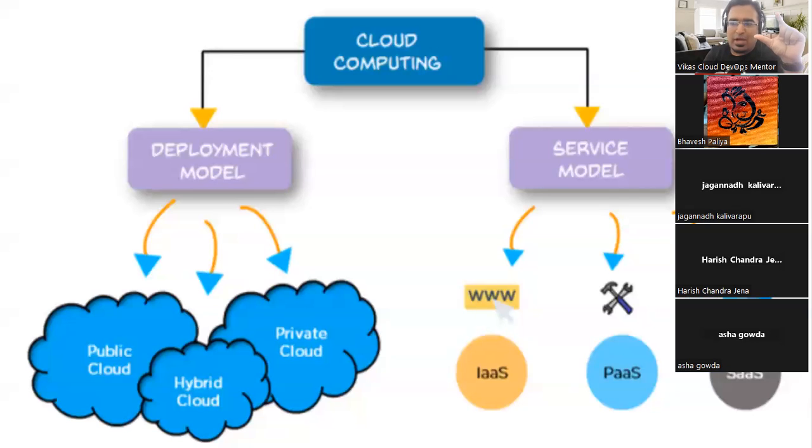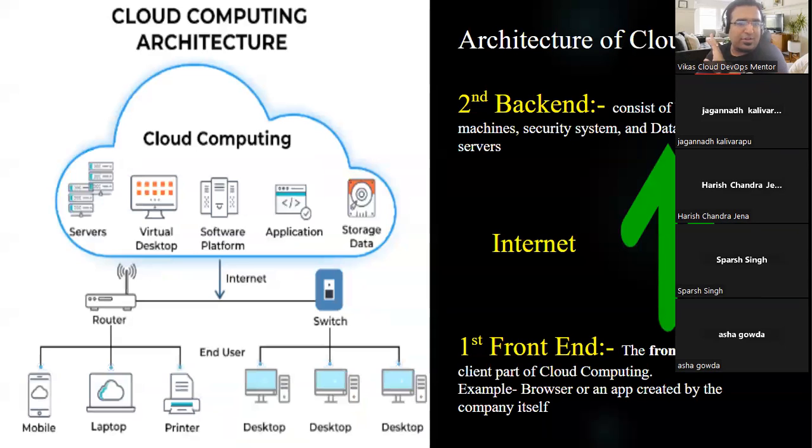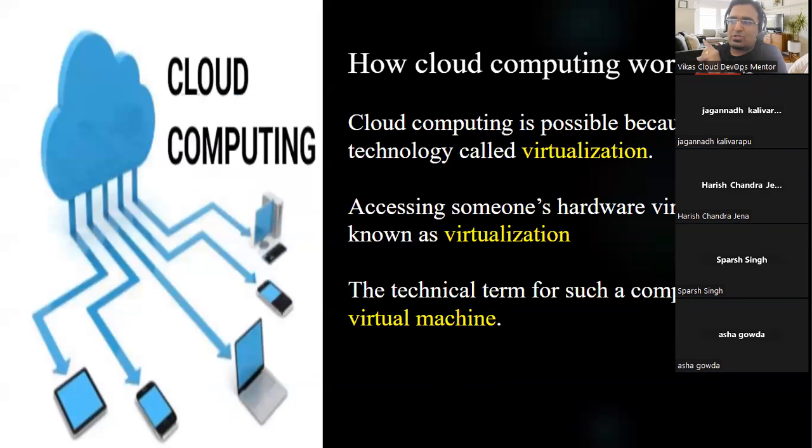How am I able to access different resources? I'm able to access different resources because of the internet connection. That is called virtualization. Internet is a simple keyword; the technical keyword is virtualization. Because of virtualization, we are able to access other resources in the cloud. Now the question is, what is virtualization? If we are accessing someone's hardware virtually, that is called virtualization.